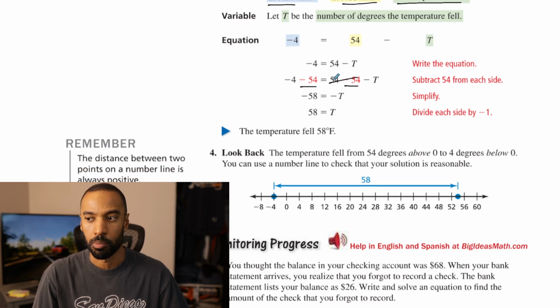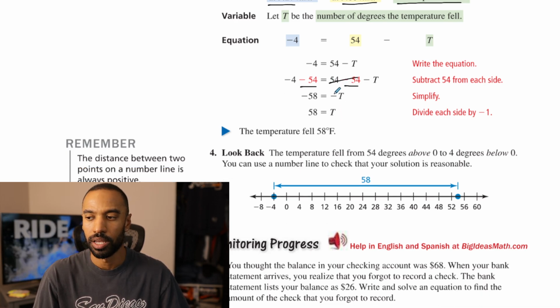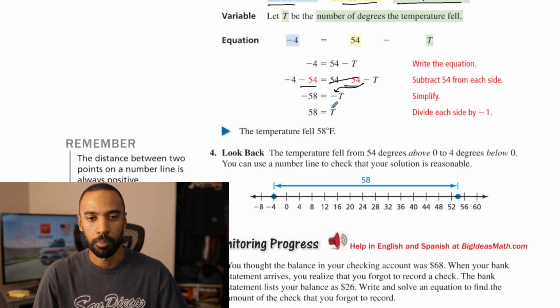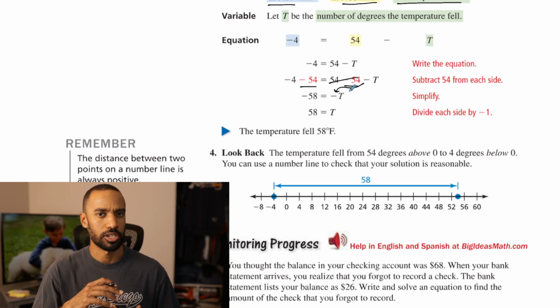Now, this was a multi-step problem because you also now have t still as a negative number. The t did not change to positive just because you subtracted 54s. And this is negative t equals -58. Therefore, positive t is positive 58. To me, that's a logical step.